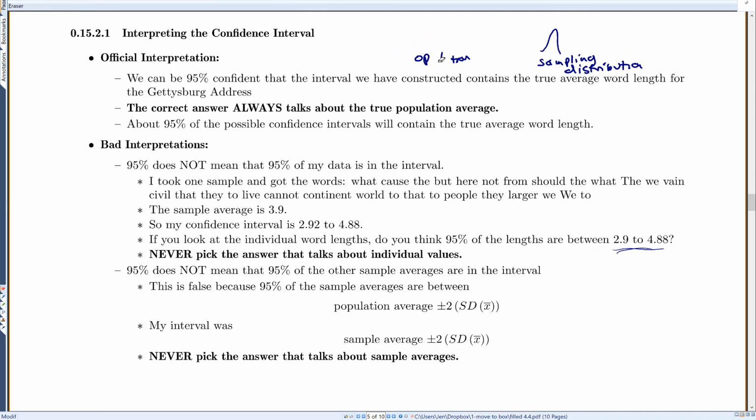Also, 95% does not mean that 95% of the other sample averages are in our interval. Okay. It seems like it should be accurate, but it's not, because we do know that 95% of sample averages will be between our population average plus or minus 2 standard deviations. But my confidence interval is based on a sample average plus or minus 2 standard deviations. And so those two numbers or intervals do not line up. So you should never pick the answer that talks about sample averages.